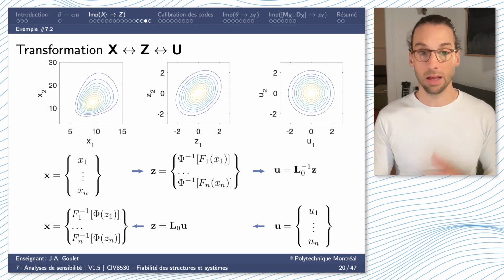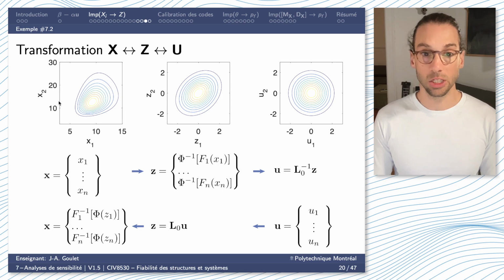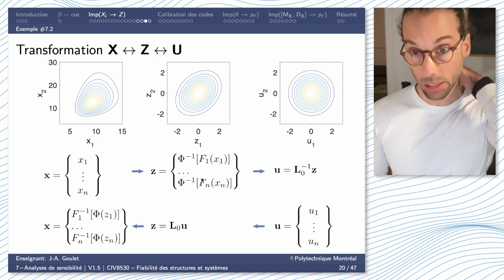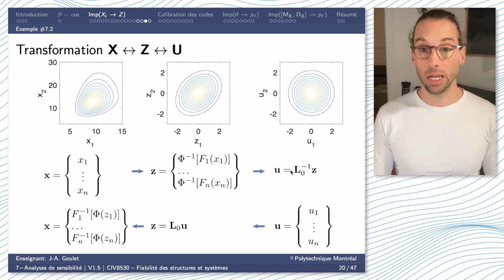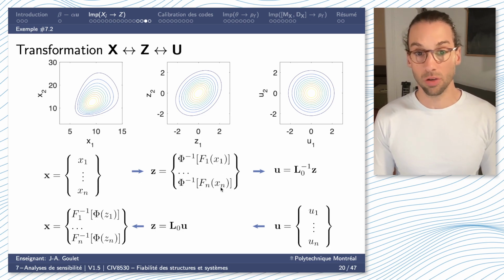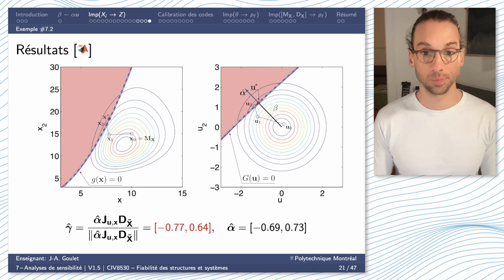So when we use Nataf, we need to go from the original space x1, x2 to a correlated standard normal space z1, z2, to the uncorrelated standard normal space u. Going from x to z is through the equality of the CDF. From z to u, I need to multiply by the inverse of the Cholesky decomposition. From u to z, I multiply by this same Cholesky decomposition, so in this case, L0 times u. And from z to x, it's the reverse of these CDF equalities.